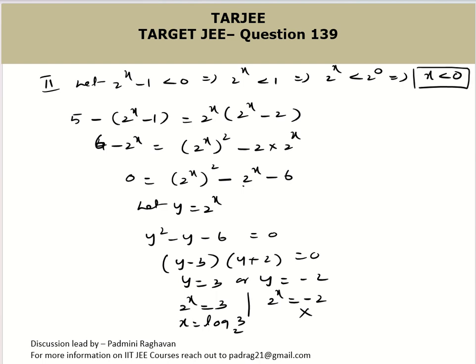Log 2 to the base 2 is 1. Log 3 to the base 2 is more than 1. But we have put a condition that x has to be negative, and the value of x that we get here, log 3 to the base 2, is positive. That means this is also rejected.